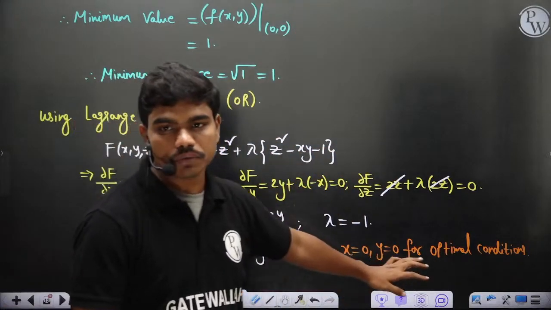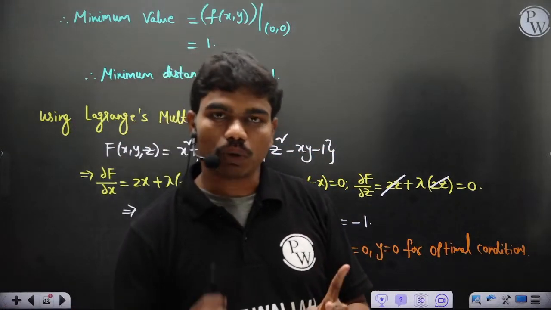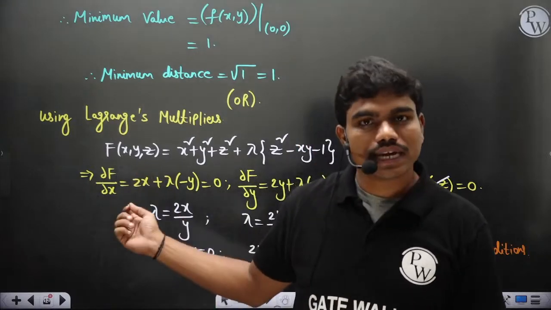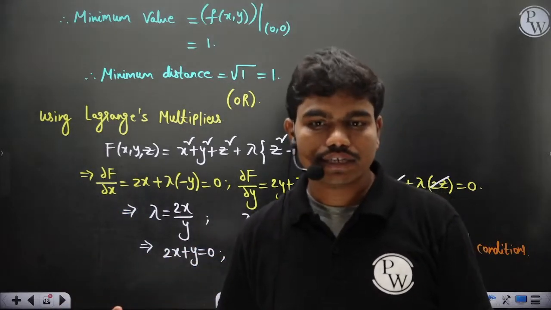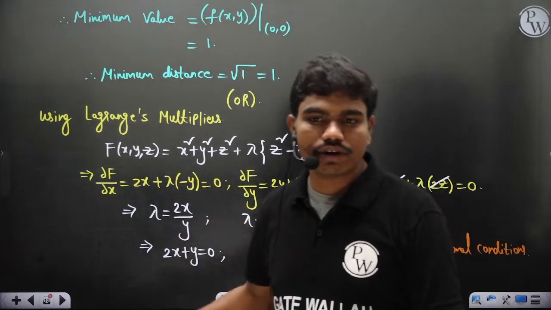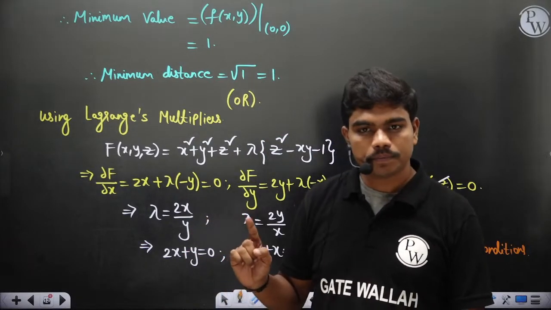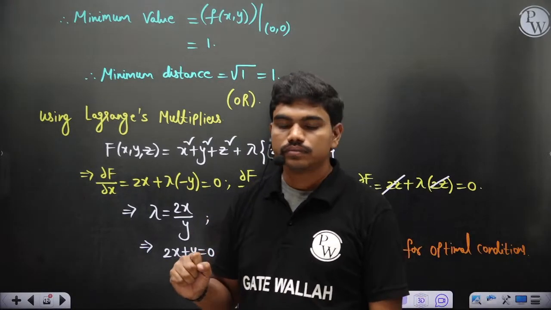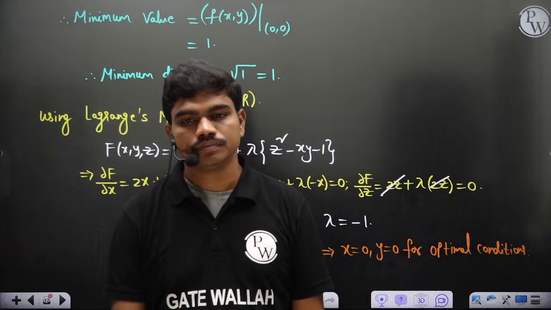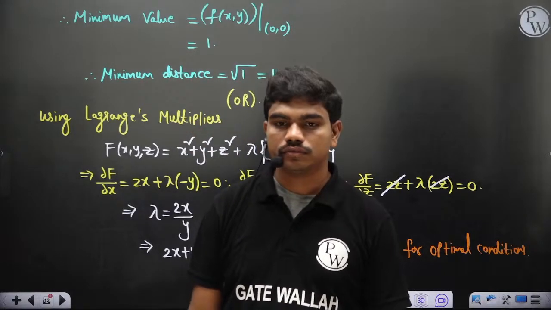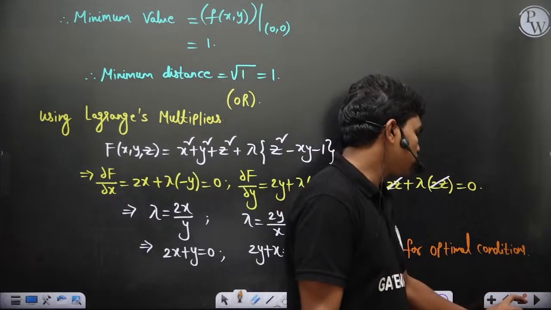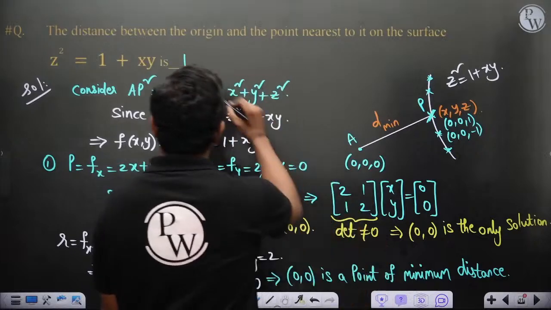Is this clear to all of you? Did you understand both the methods? One is solving the classical way and one is using Lagrange's multipliers. You can use any of the techniques. If you have used any of these techniques correctly, you would have got 1 as the answer. So the correct answer is actually 1, which is here.